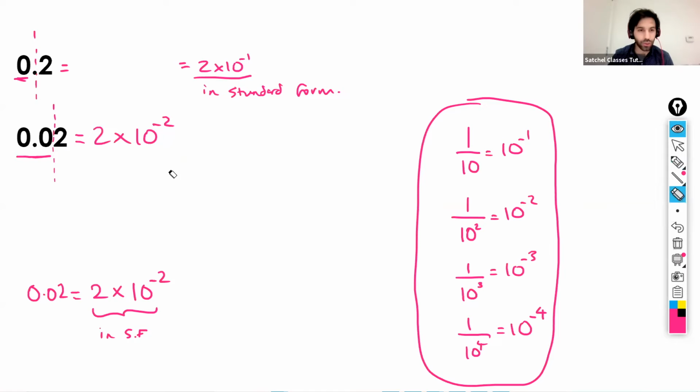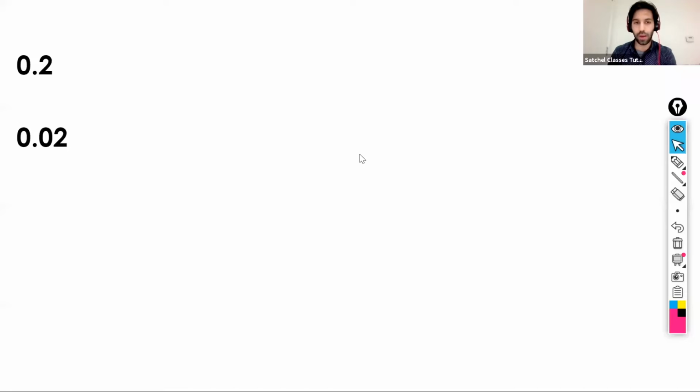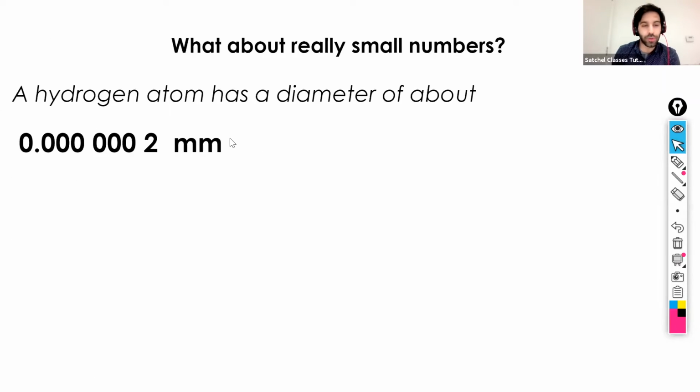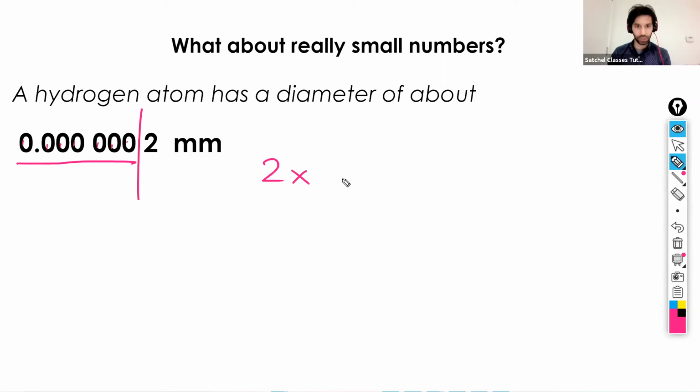So going back to our example, I'm just going to delete our animations. So the hydrogen atom and its diameter, well, written in standard form, we need to write the number as 2 times... So we have 1, 2, 3, 4, 5, 6, 7 digits after the 2. So that's going to be 10 to the power of, be careful, it's going to be minus 7 because this is a very, very small number.